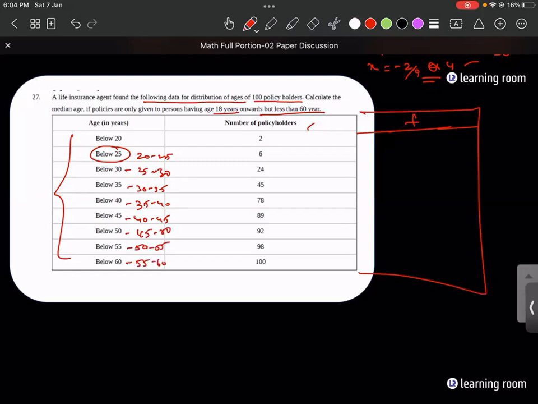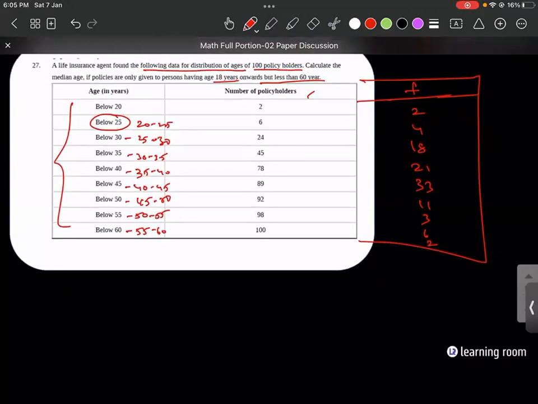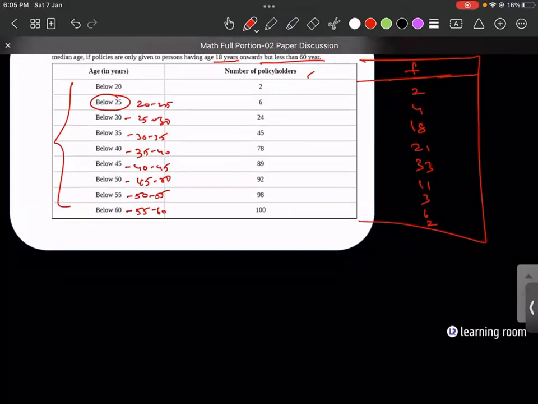So what is going to be the frequency here? You need to subtract 2, 4, 18, 21, 33. Tell me the numbers. 33, 11, 3, 6, 2. Yeah. Okay. So you have this thing. So what is going to be the formula?